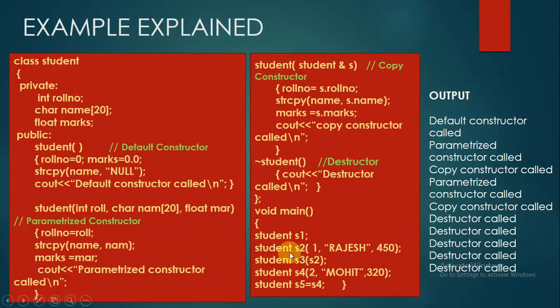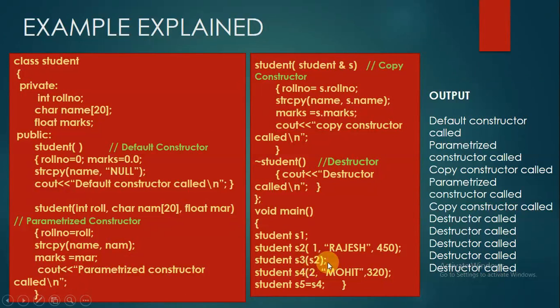Now in the second statement we are creating an object S2 and we are passing as parameters the values of the data members. So in this case, guess what? Parametrized constructor will be invoked. Yes, and the object S2 will be created and its data members will get the values. Roll number will get 1, name will get Rajesh, and marks will get 450. And after the assignment of these values, the statement parameterized constructor called will be displayed on the monitor. So you can see here the second statement is parameterized constructor called.